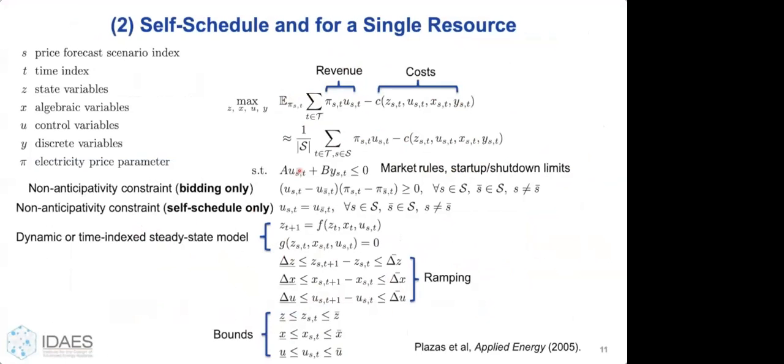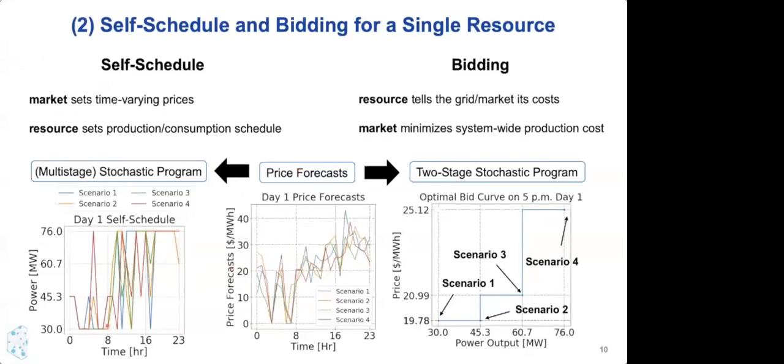I want to just point out non-anticipativity. For self-schedule, you could maybe enforce that for the first 4 hours, the control actions across all scenarios need to be the same. For the bidding, non-anticipativity enforces that this is increasing.